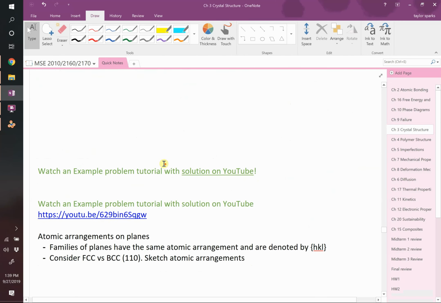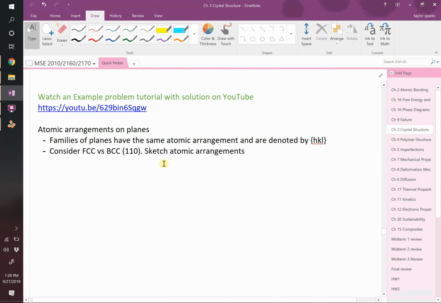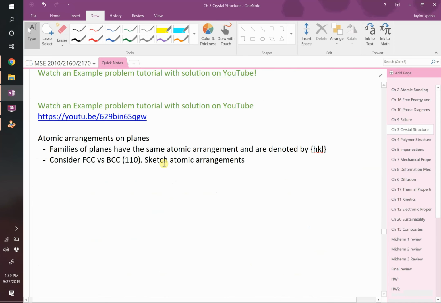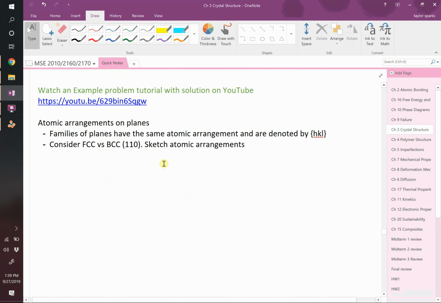Okay, we got 5 minutes. Let's sketch something. Okay, let's try sketching this. Another common thing I'll say is, all right, here's a plane. Sketch what the atoms would look like on that plane. So for BCC, I want you to sketch the 110 plane. So let's start by drawing what on earth the 110 plane is.